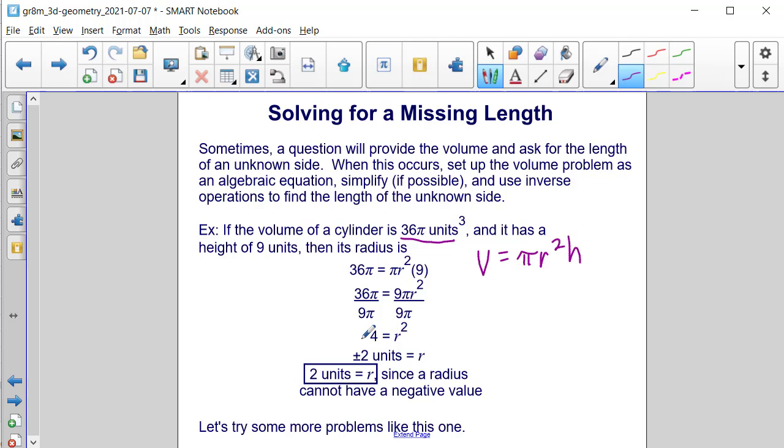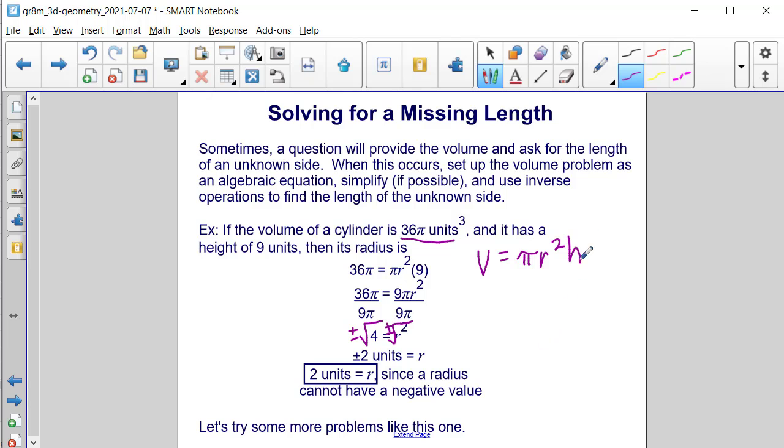In order to finish solving this problem, we would need to square root both sides, and whenever you do the inverse operation of square rooting, a plus or minus sign goes in front. So that's why we have positive or negative 2 units would be the radius. However, since the radius cannot be a negative value, its radius must be positive 2 units.